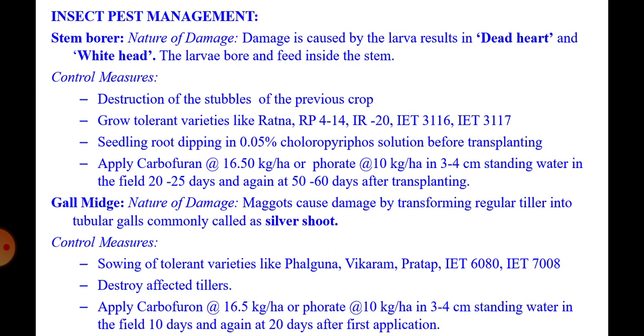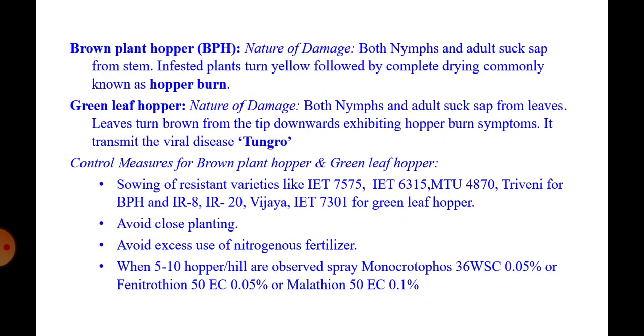Then brown plant hopper and green leaf hopper. To control these hoppers, sow resistant varieties: IET 7575, IET 6315, MTU 4870, Triveni for brown plant hopper, and Vijaya, IR20, IET 7301 for green leaf hopper. Avoid close spacing. Avoid excess use of nitrogenous fertilizer. And if hoppers are observed, then spray monocrotophos 0.05% or malathion 50 EC 0.1%.